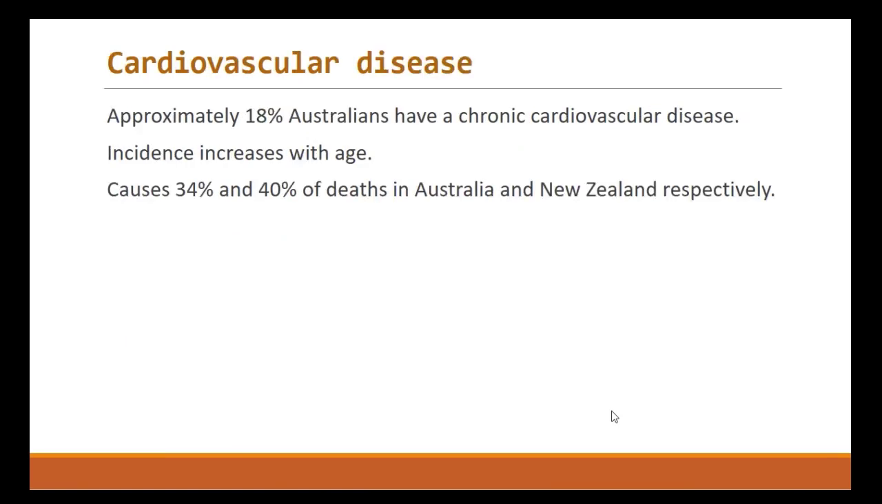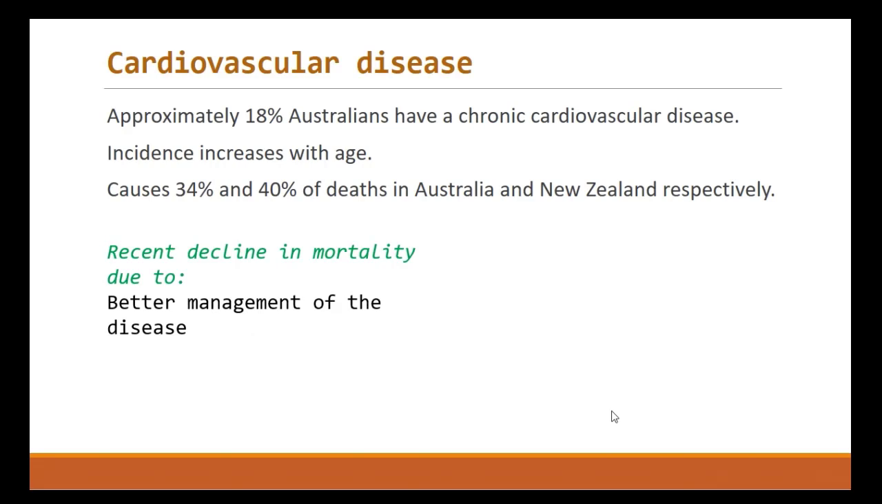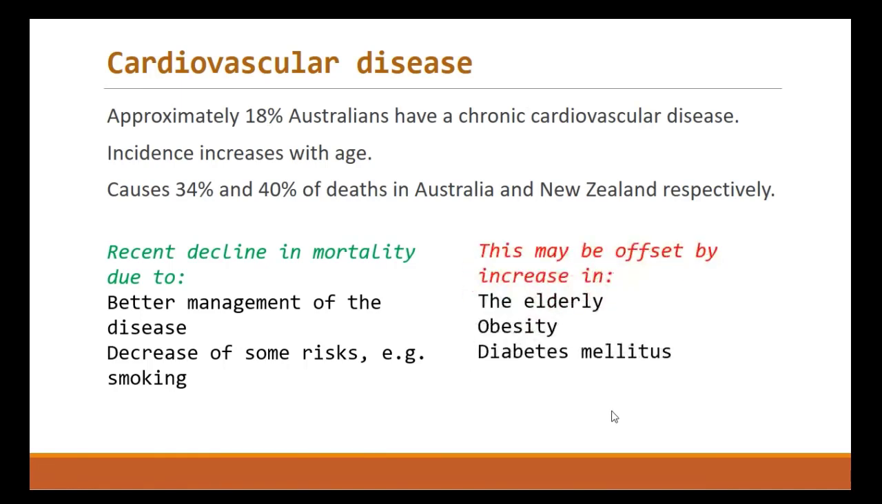Looking at some of the numbers, approximately 18% of Australians have a chronic cardiovascular disease, and this incidence increases with age. It causes 34% and 40% of deaths in Australia and New Zealand respectively. So cardiovascular diseases as a whole afflict a lot of people, and they cause a lot of mortality as well. There is a recent decline in mortality due to cardiovascular diseases, which is a fruit of better management of the disease and decrease of some risk factors. For example, there's more awareness around smoking as a risk factor, so there is some decline in smoking. But at the same time, there are factors which are counterbalancing this: the increase in the aged population, obesity, which is increasing, and diabetes mellitus.